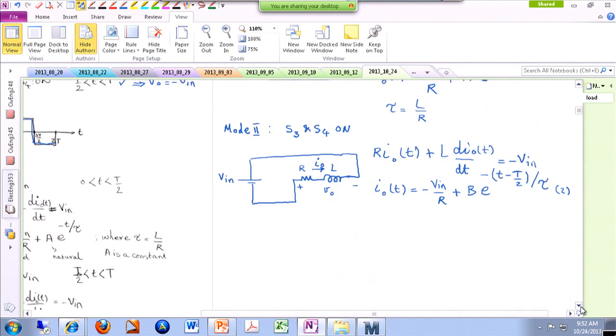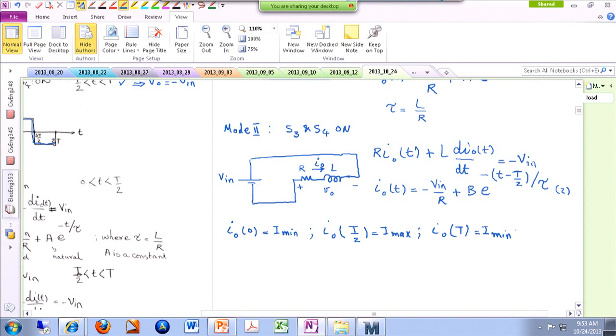So let's assume this steady state behavior exists, and then we can write a bunch of equations. Basically, we are saying that the output current at time equals 0 is a minimum value. The output current at the middle of the switching period is a maximum value. And also the output current at the end of the period returns back to where it started. We use this to find these A and B.